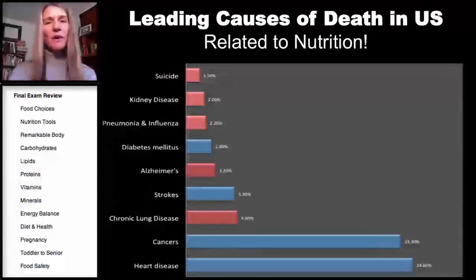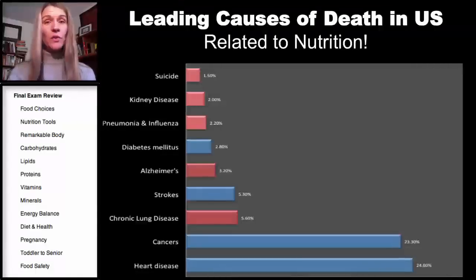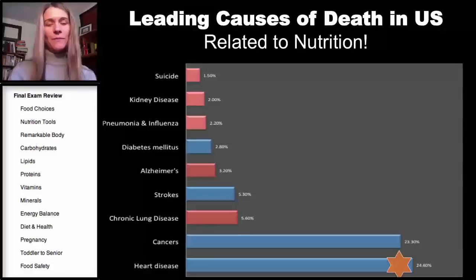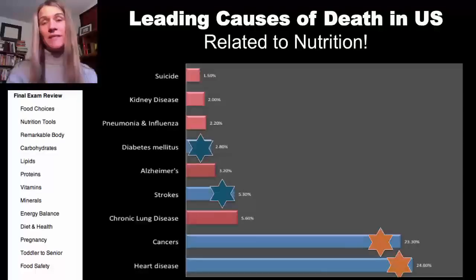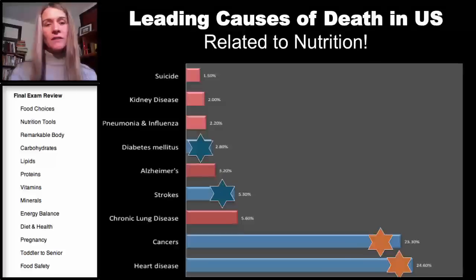So why do we want to be healthy? Well, in order to decrease our risk of nutrition-related diseases, we need to take healthy steps in our life. So what are the leading causes of death in the U.S.? Well, let's start with number 1, which is heart disease. Number 2 is cancer. And then as we go down the list, you'll see that both strokes and diabetes are also in basically the top 6 causes of death in the nation. So these are the 4 major causes of death that are related to nutrition.